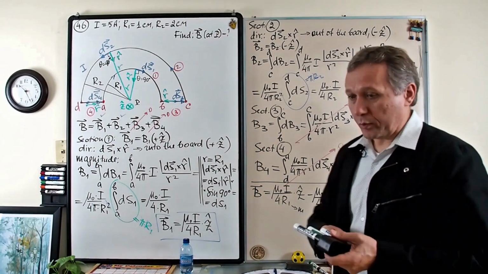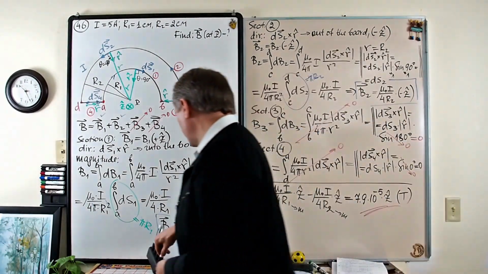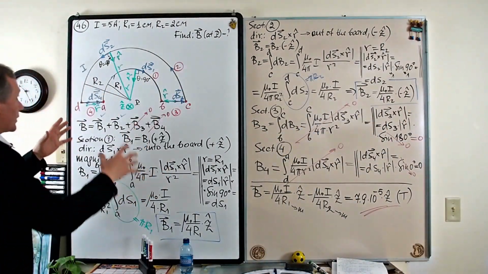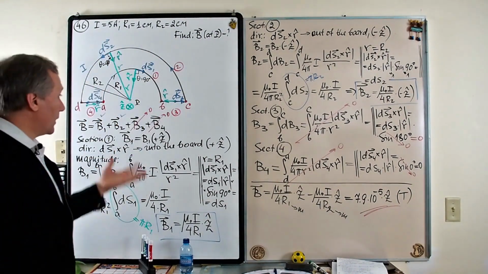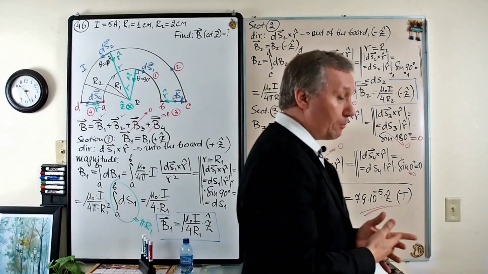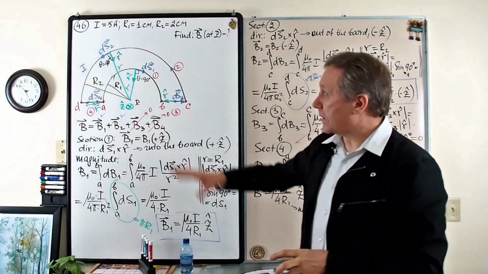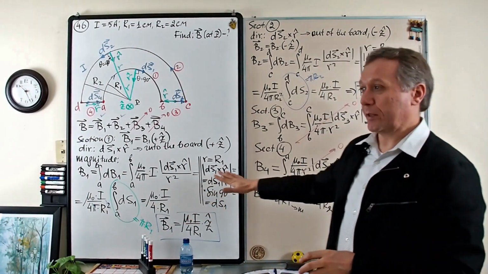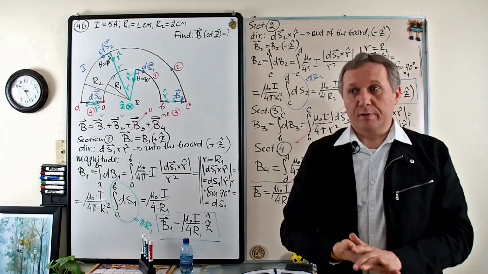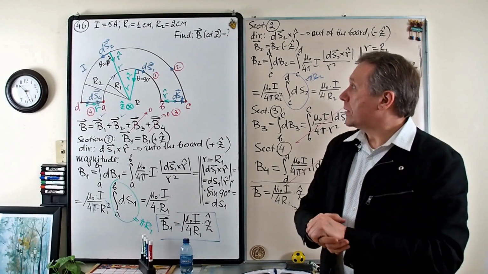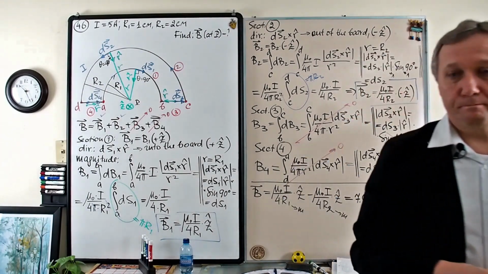In your homework, you're going to have a very similar problem, but instead of semicircles, you're going to have some smaller parts of the circle. But the idea will be very, very similar. You just need to repeat these steps, but with small adjustments. Okay, so now we can look at the next examples.